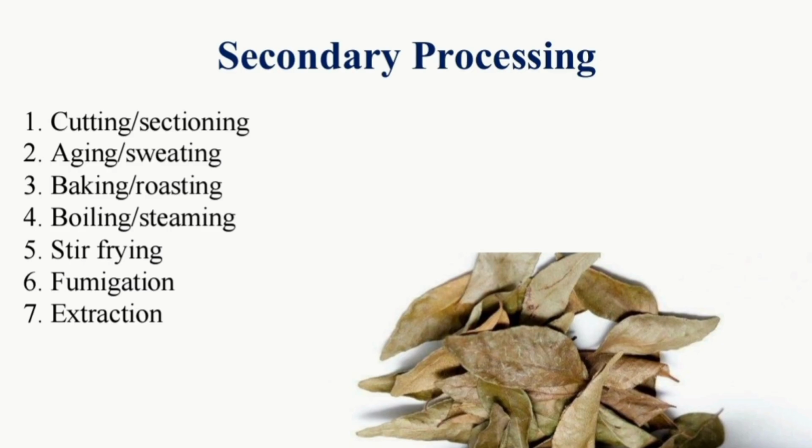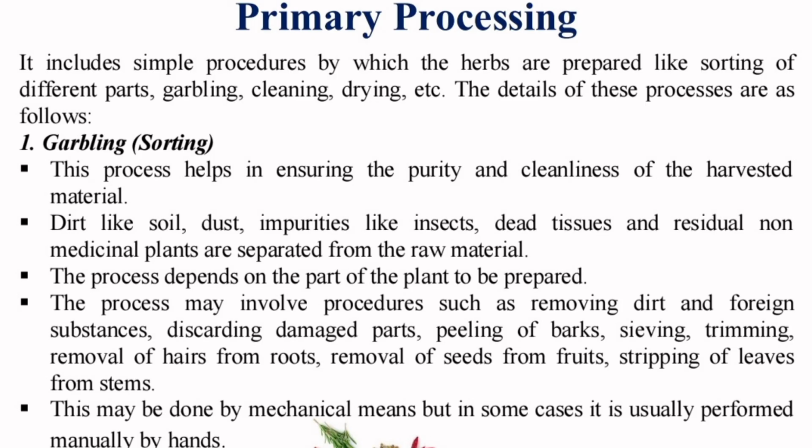Here, these are the steps of secondary processing. It includes cutting or sectioning, aging or sweating, baking or roasting, boiling or steaming, stir frying, fumigation, and extraction.